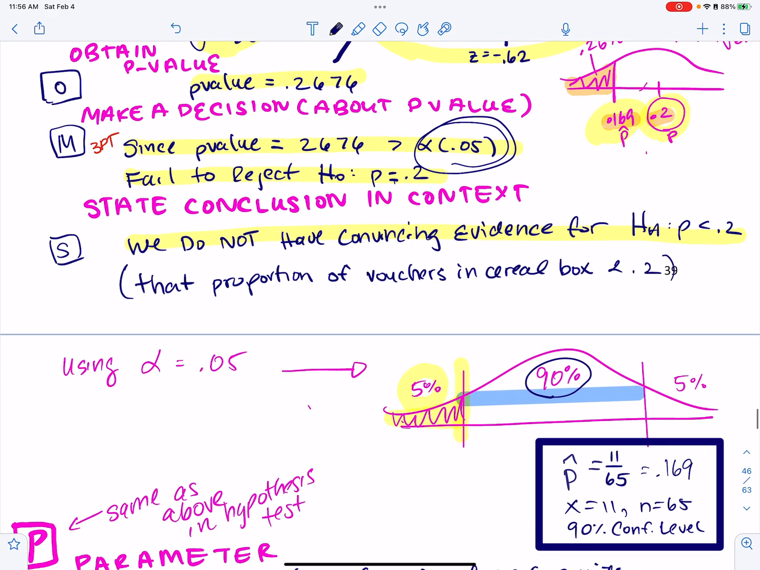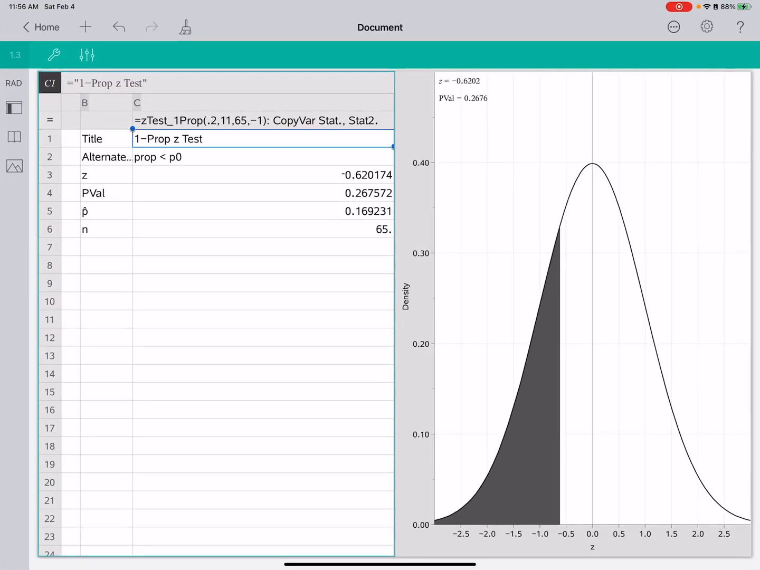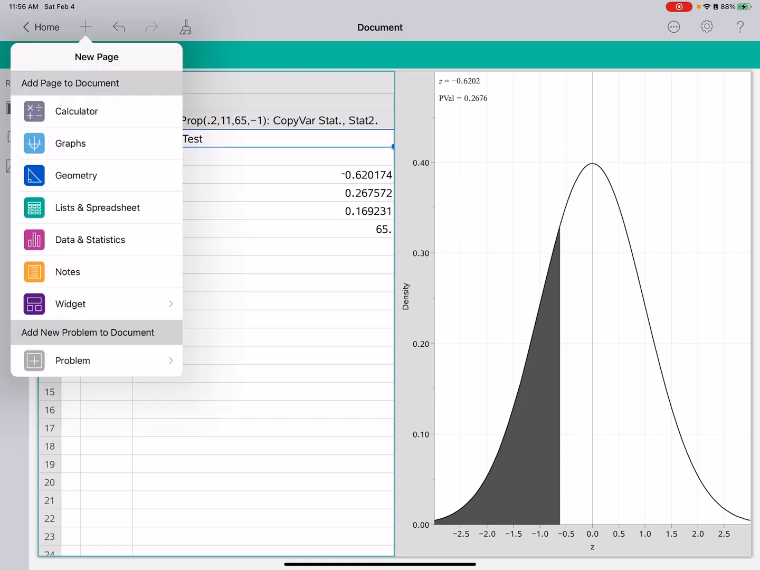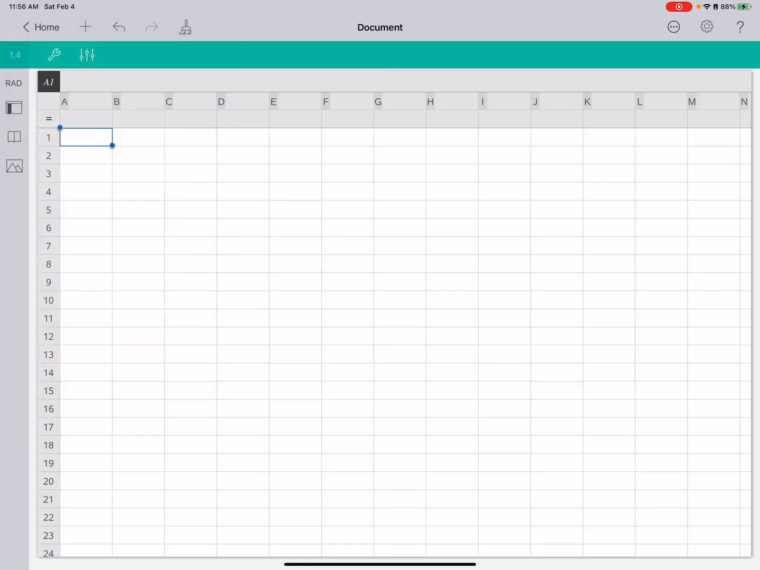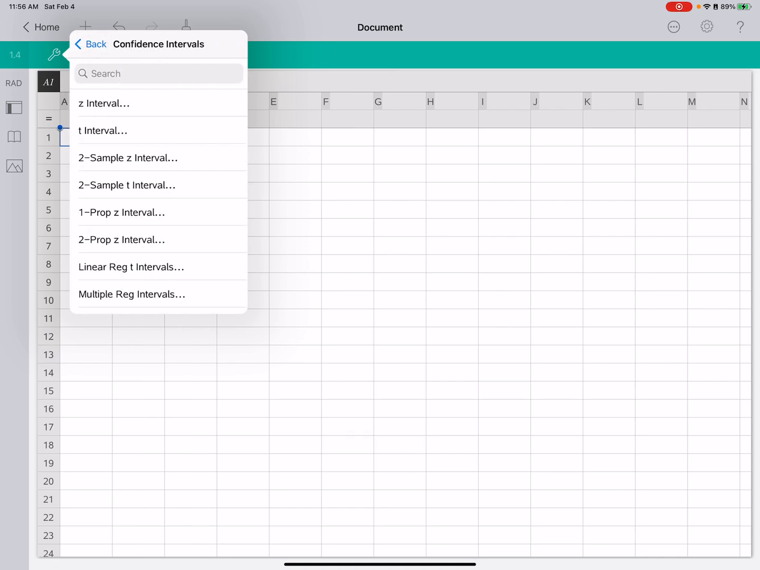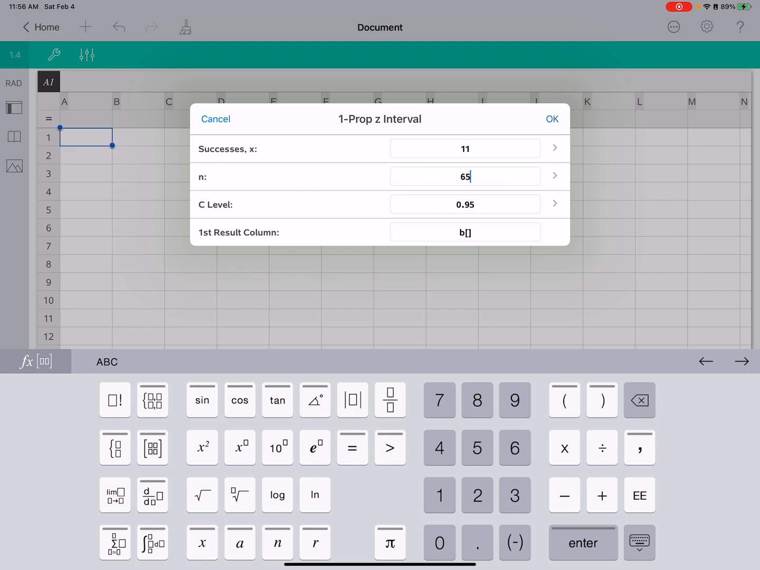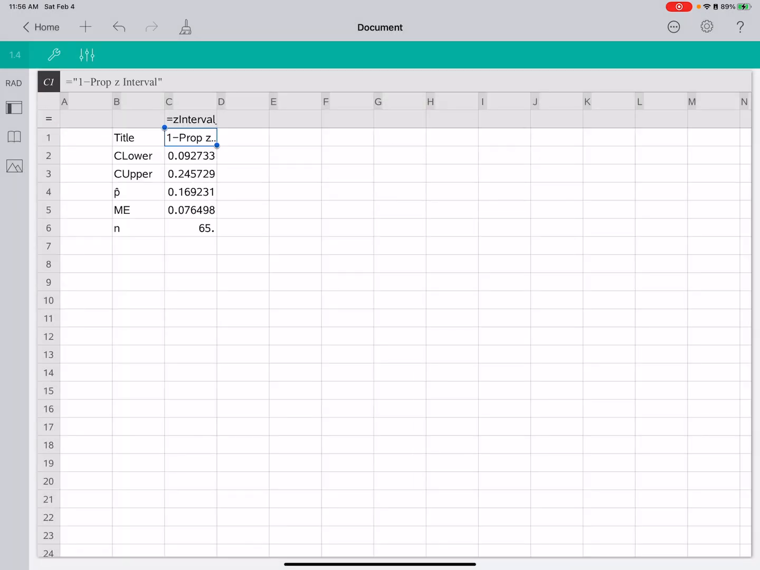So the first thing I'm going to do, just like I did before, is run that confidence interval. For that information, I need to know what my X is, my N is, and what level of confidence. So I'm going to jump over to my calculator. I'll do it from a spreadsheet again if we want, or you can do it from a calculator page, a blank page, it doesn't matter. So I'm going to go stat, confidence interval, and a 1 prop z interval. For this one, remember I had 11 out of 65. My confidence level was 90%. Okay, and there we go.